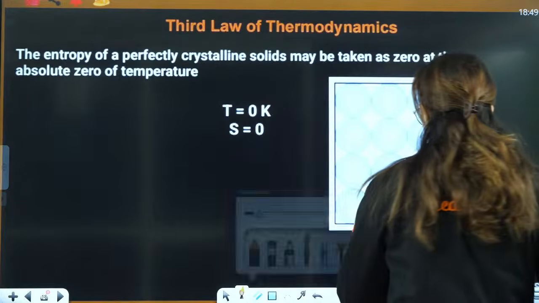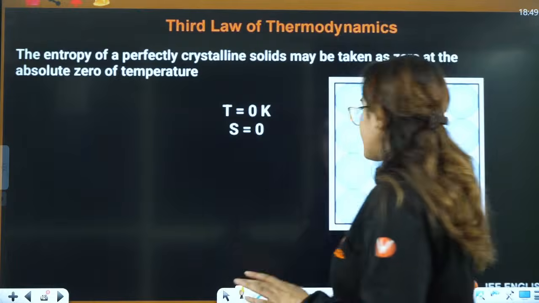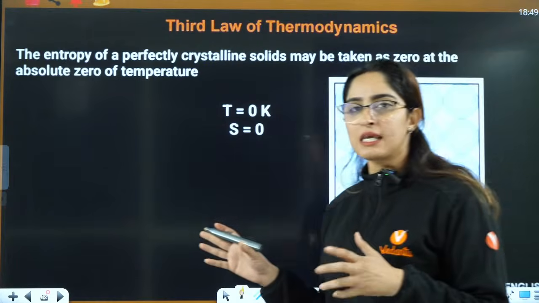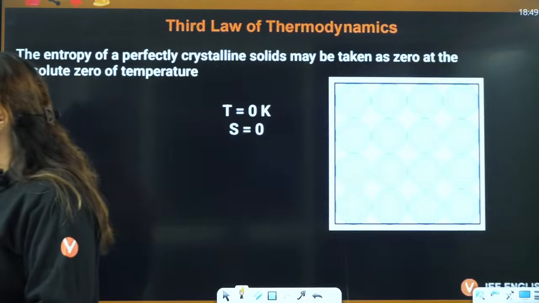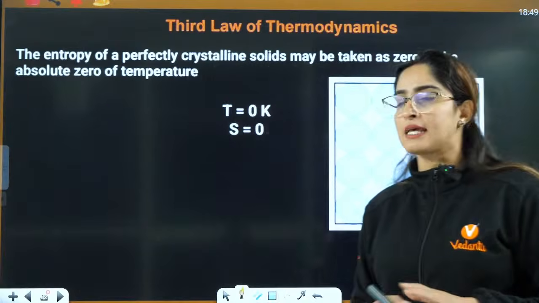Now let's do third law of thermodynamics. Quite simple, quite easy, right? We'll see and we'll find out what exactly is this, why it is like this, okay, all these things.